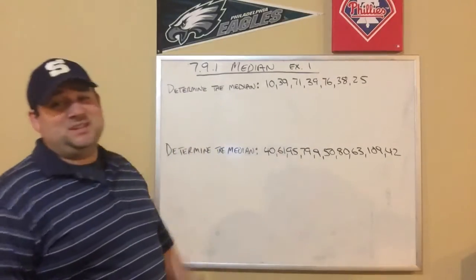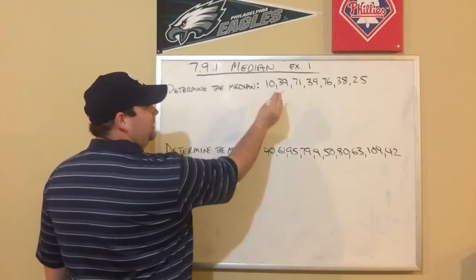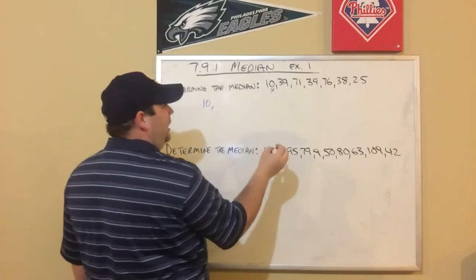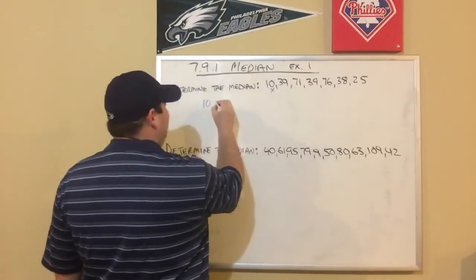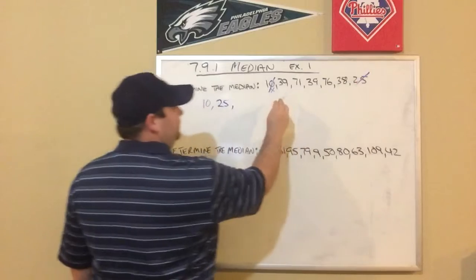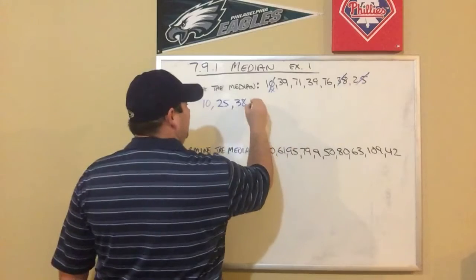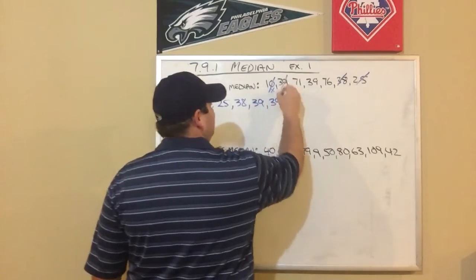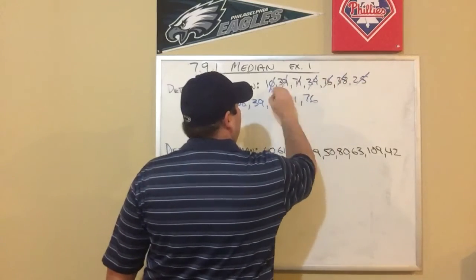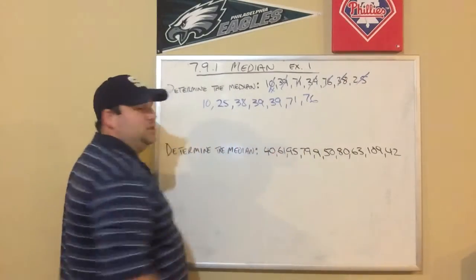Honestly, this is where the biggest mistake is. When you line them up from least to greatest, you forget a number or something. So I always check as I go. I look, 10 is the smallest, and put an X, or you can cross it out, whatever you want to do. What's the next smallest? Looks like 25. Actually, I'm going to cross these out as I go. Then we've got 38. We've got two 39s, 71, and 76. So there were 1, 2, 3, 4, 5, 6, 7 numbers. I've got 1, 2, 3, 4, 5, 6, 7. So I didn't miss any.